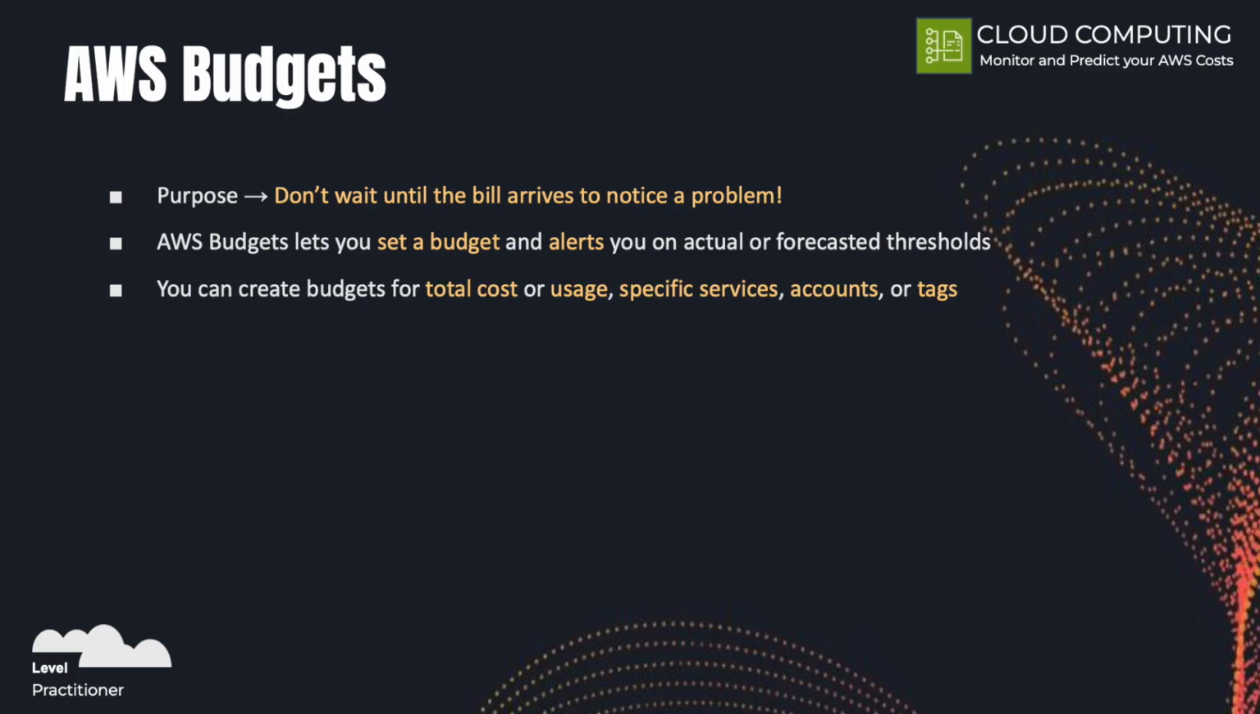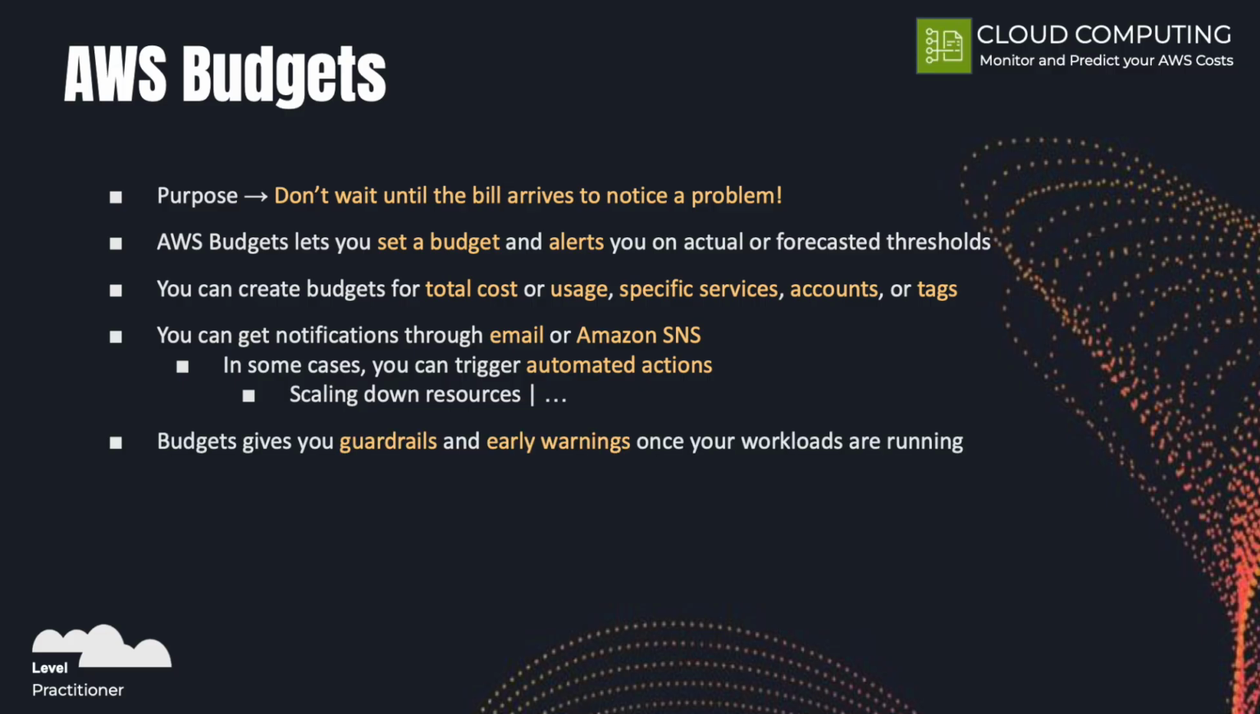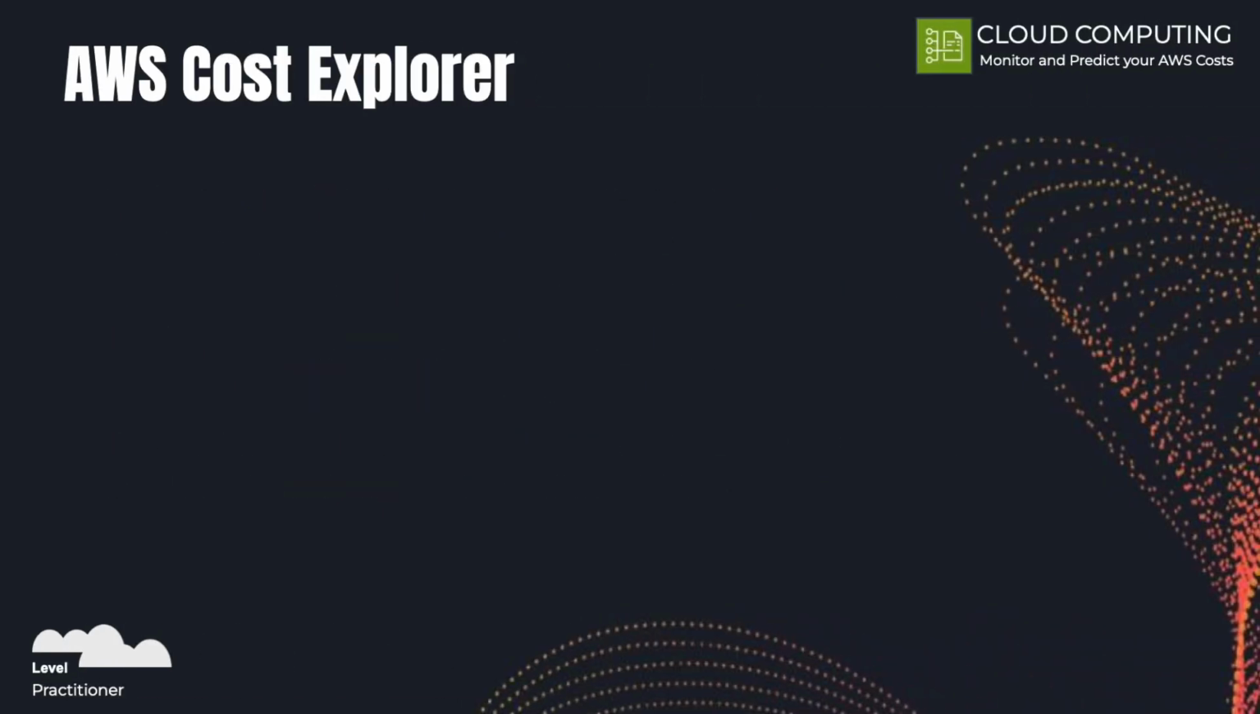You can create budgets for total cost or usage, for specific services, or even for specific linked accounts or tags. And when it comes to alerts, you can get notifications through email or Amazon SNS. In some cases, you can even trigger automated actions like scaling down resources when a budget is breached. The big takeaway is that Budgets gives you guardrails and early warning once your workloads are running. But after you've set those guardrails, you still need visibility day to day. So next up is how you monitor and forecast your costs.